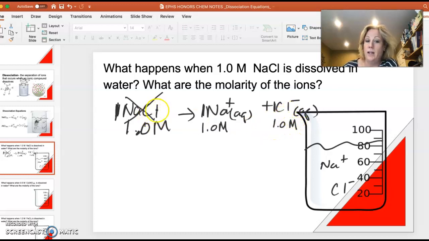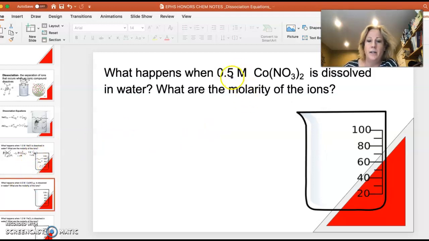So the original solid is gone, and then your ions, depending on the mole-mole ratio, the concentration of them will change based on that. So let me just show you some more examples of that, because that can be kind of weird. So here's another example. Anytime I give you the molarity of a compound, and I want to know anything else about the molarity of the ions, the first thing you want to do is write that dissociation equation. So you want to break it down.